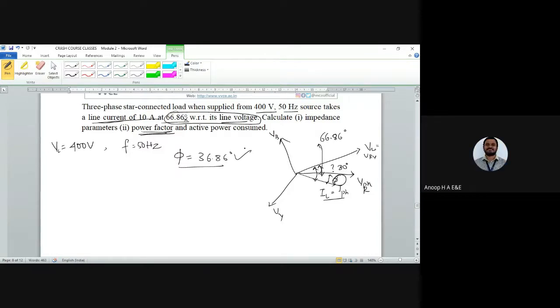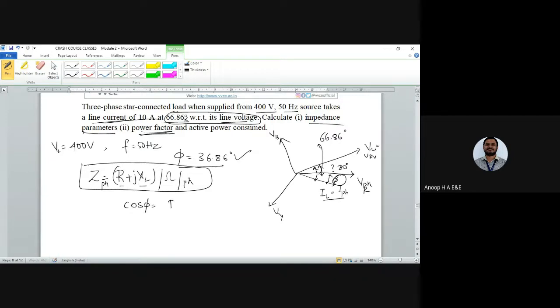Okay, sir. So what is the impedance parameter if the current is lagging? It is the inductance, sir. Yeah, so it would be R plus JXL ohm per phase. Got it? So you have to find out the impedance parameters. If you find the impedance parameters, cos phi you can find out, that would be R by Z. Then you have to find out the active power consumed, that is P is equal to root 3 VL IL cos phi.